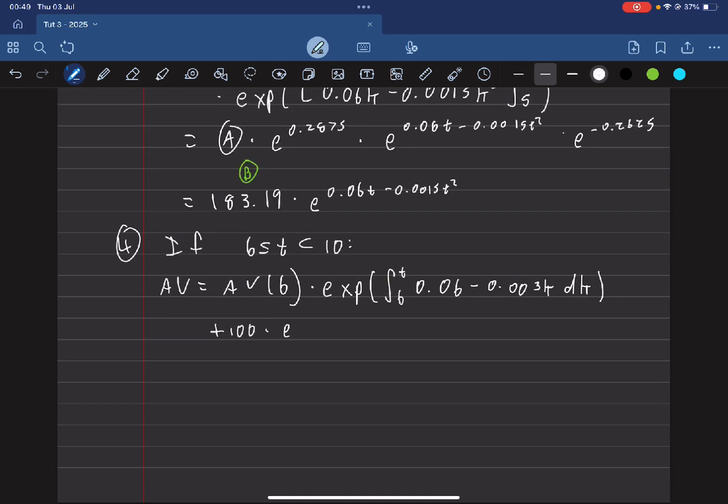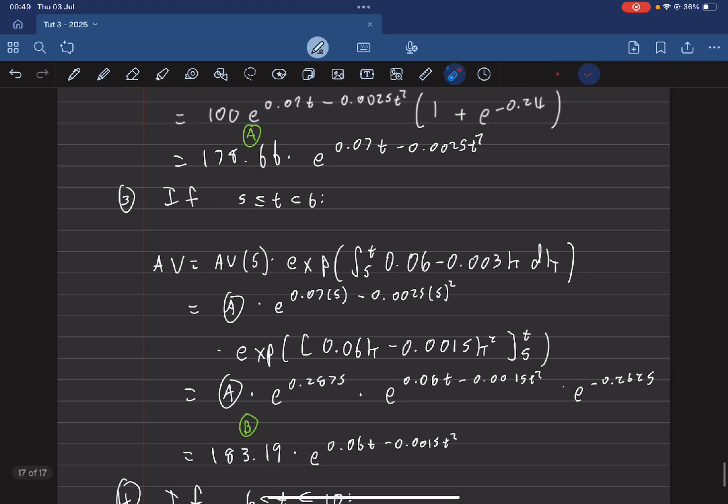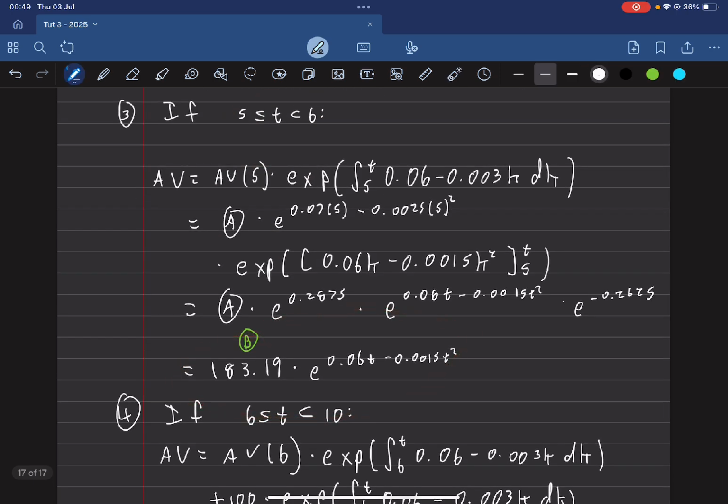So we have to move that 100x from time 6 to time t at that rate, 0.06 minus 0.003k dk. Cool. So to get the accumulated value at time 6, it's going to be b, because we're going to use this formula, because this formula gives us the accumulation at any time from 5 to 6. So we're just going to sub in 6 to this formula.